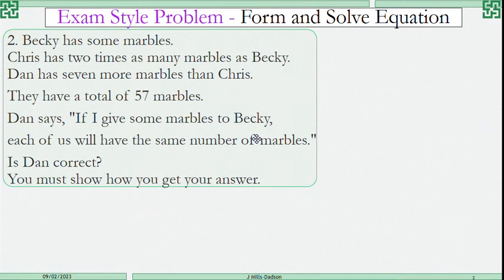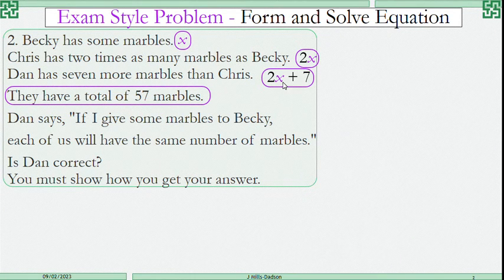Okay, so we need to try to change all the statements using mathematical statements. Becky has some marbles. We don't know the number, so it's represented with a letter, so it's x marbles. So if Chris has 2 times as many marbles as Becky, then we will say that Chris has 2 lots of x, so it's 2x. And Dan has 7 more marbles than Chris, so that will be 2x plus 7.